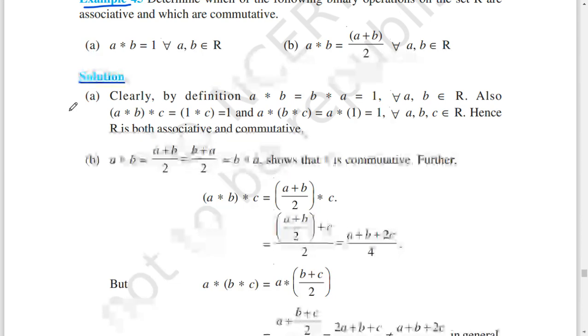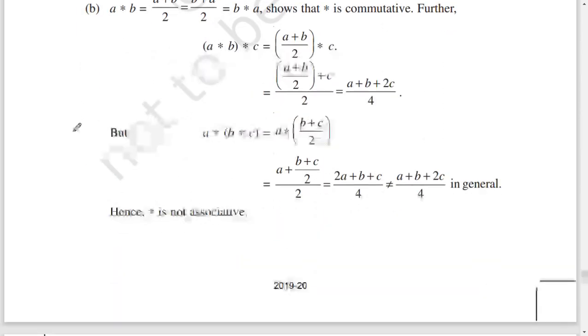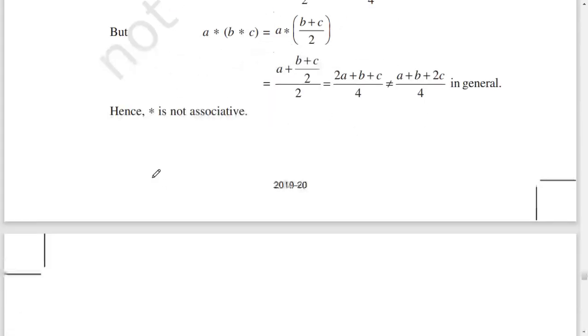B: a * b = (a + b)/2 = (b + a)/2 = b * a, so that * is commutative. Further, (a * b) * c = ((a + b)/2) * c = ((a + b)/2 + c)/2 = (a + b + 2c)/4. But a * (b * c) = a * ((b + c)/2) = (a + (b + c)/2)/2 = (2a + b + c)/4, which is not equal to (a + b + 2c)/4 in general. Hence * is not associative.